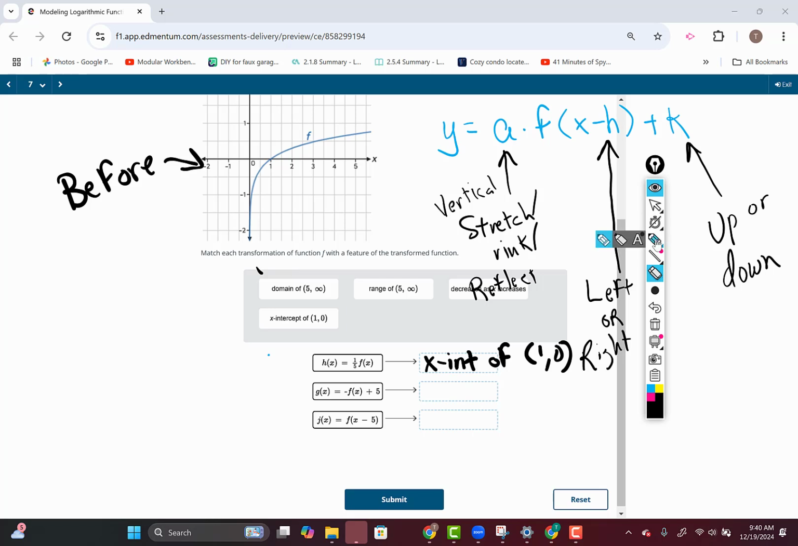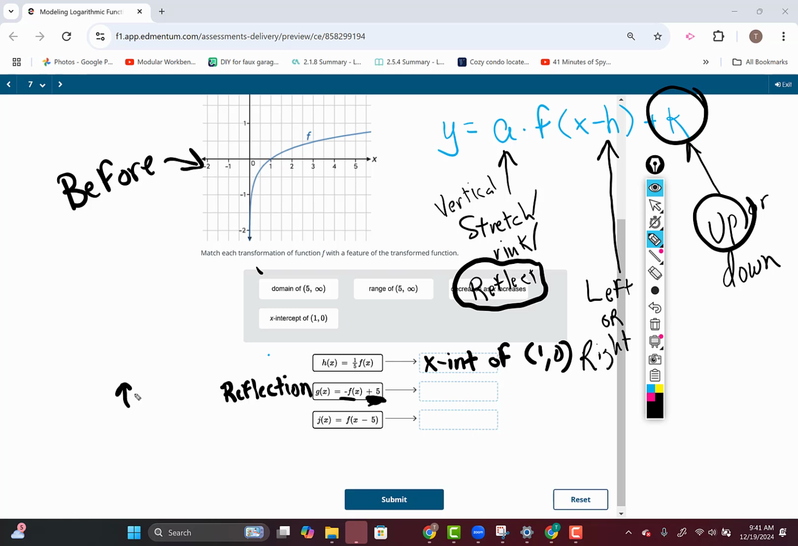All right, next function is the g function. This says negative f of x plus 5. So it has a negative A value, which means this is a reflection. And then that plus 5, that's our K value, means we're also going to be going up 5. So this is a reflection over the x-axis.